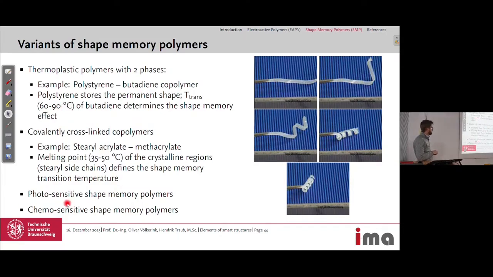And as briefly mentioned, we also have materials which are photosensitive, so you can activate them by light, so they go back to its original shape, and also chemosensitive shape memory polymers, where you can activate it by some chemicals. And as an example here from our lab, we have a shape memory polymer deformed, so it's less straight, but if we then heat it up, it goes back to its original form like a spiral.